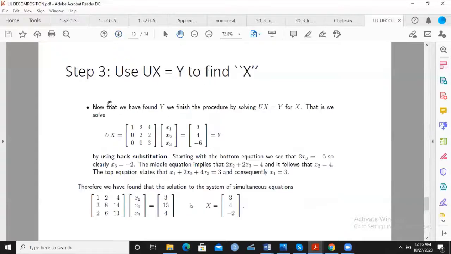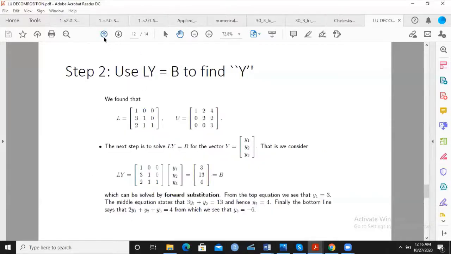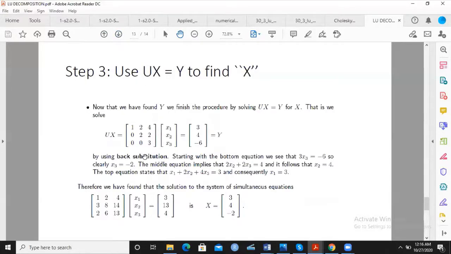Let's go to step 3: Ux is equal to Y. Now you know U. How did you find U? You obtained U in step 1. So this is U with rows 1 2 4, 0 2 2 and 0 0 3. Substitute U here, you have x and then you have Y, which is 3, 4, minus 6. So you will solve it. All right, so Ux is equal to Y. You can easily solve it, students, and you can obtain x. So you can simplify it.